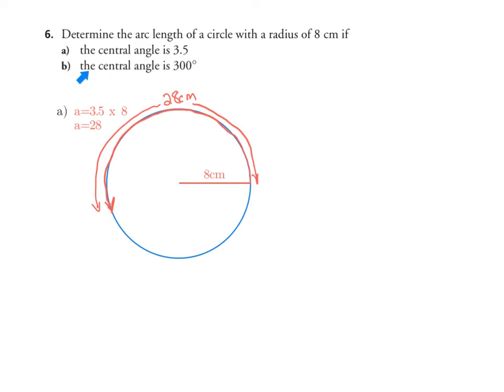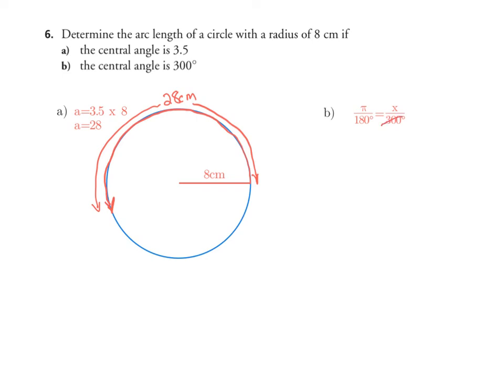So let's just convert part B into radians, and then we'll be able to do the same thing. Once we have the radians, we just multiply by 8. So we'll start with our equation. I want radians, so I'm going to set it up so that the radians are on top. So pi over 180 degrees is equal to x over 300.